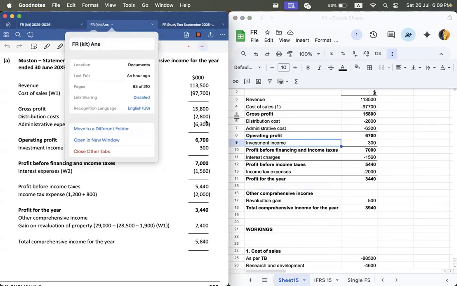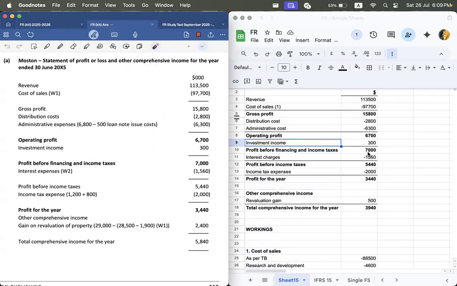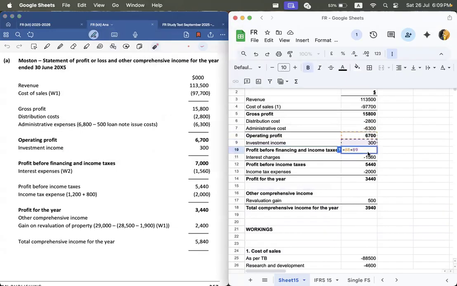After that, we get the operating profit. And then we add investing income into it, and we get 7,000. Then we deducted the interest charges that we calculated just now. So the profit before income tax becomes 5440. Then we deducted the tax expense and we reached 3440.